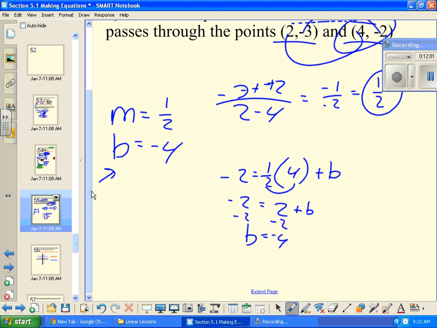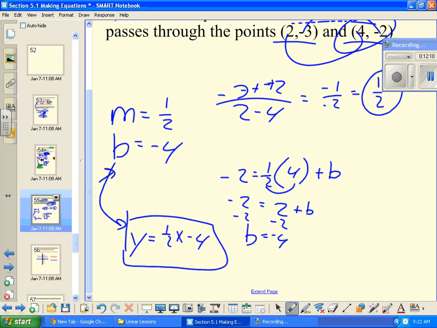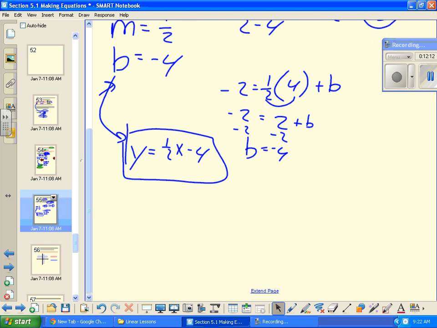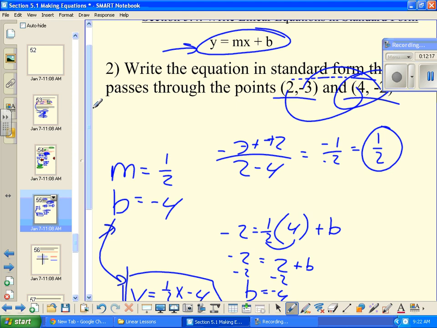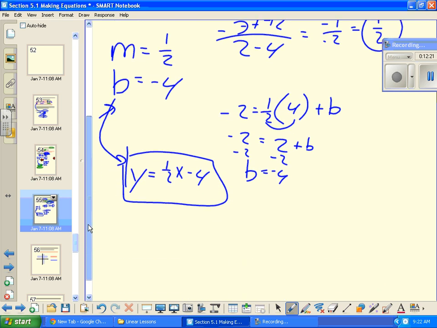I've got my slope, I've got my y-intercept. If I'm going to make this equation, it's y equals 1/2 x minus 4. And again, that'd be slope-intercept form, and that'd be the end of our problem in most of the other sections. But in this section, they're saying write the equation in standard form. So again, that problem was just a review of things we've done.